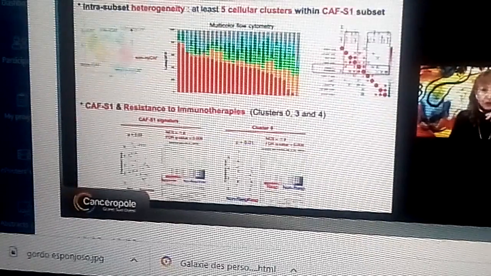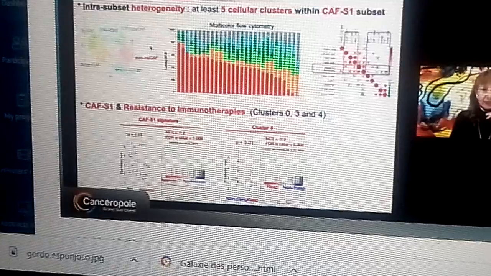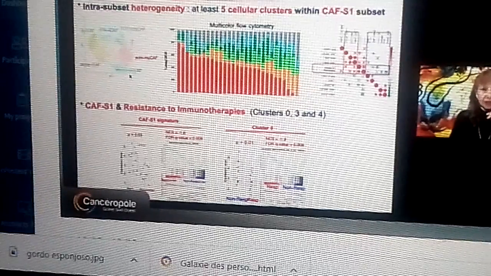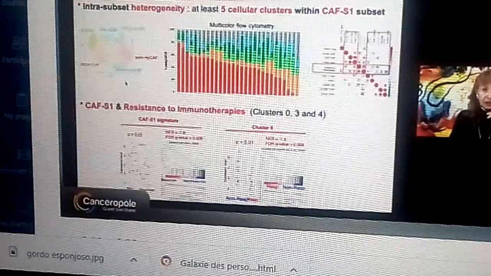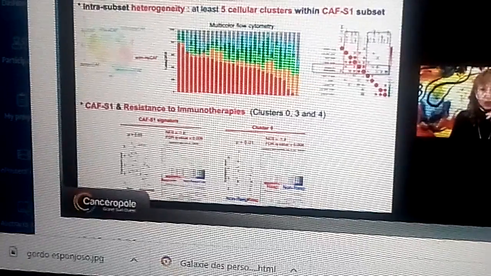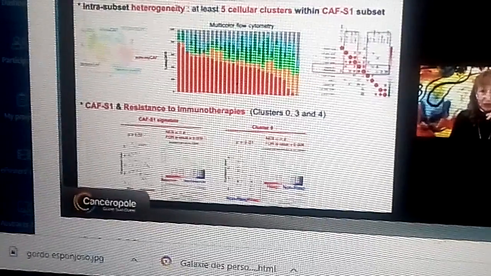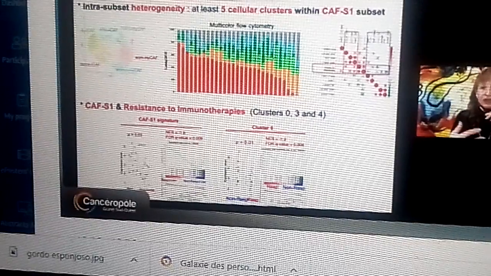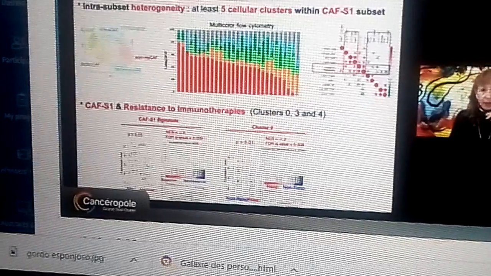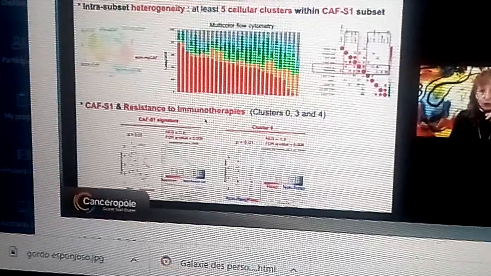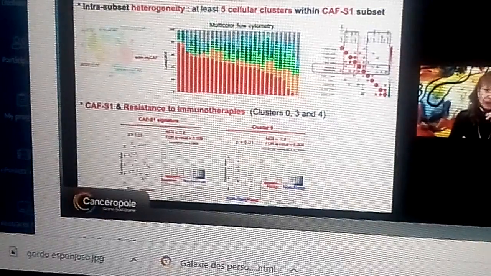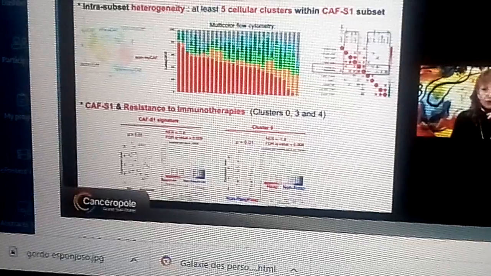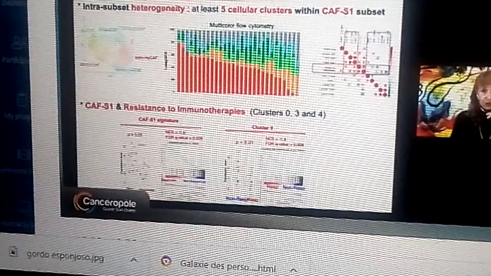And we found also that the CAF-S1 cells by themselves exhibit intra-subset heterogeneity, by identifying different clusters that accumulate differentially in patients. And we found that three of these clusters exhibit an immunosuppressive role, and they are involved in resistance to immunotherapies. In particular, this has been associated in melanoma and in non-small cell lung cancer patients.